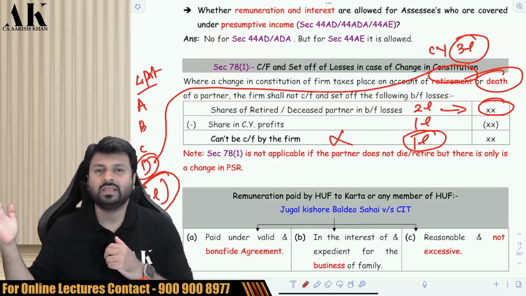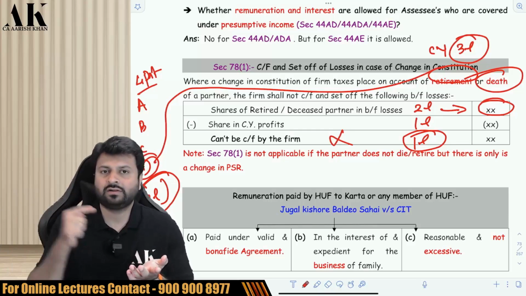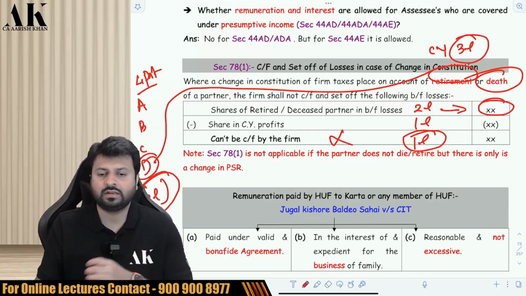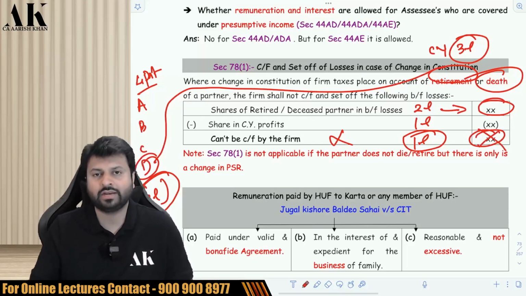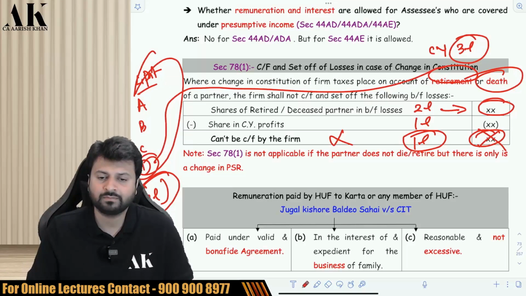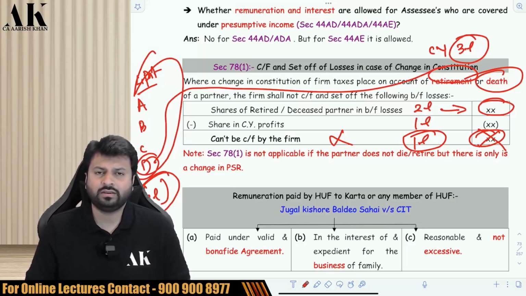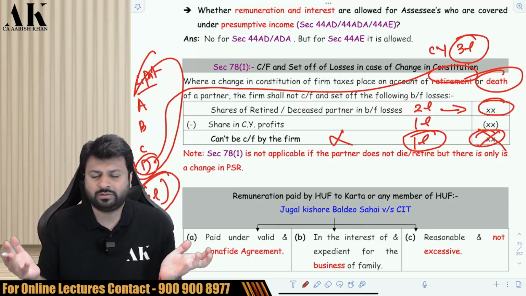So you have to see what is the share of that retired partner in the loss. Then you have to see what is the share of that retired partner in the current year profit. The differential amount, whatever it comes, will not be allowed to carry forward. The balance can be carried forward by the firm and it will be allowed as deduction. Okay. So this is what this small chapter is all about. Very important for your exam, partnership firm. Okay. 40B, especially the calculations of 40B, are very important.